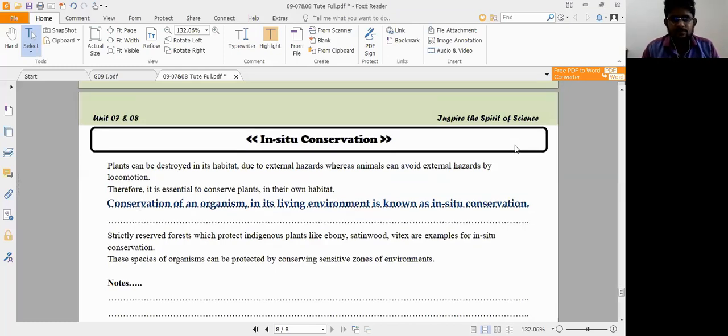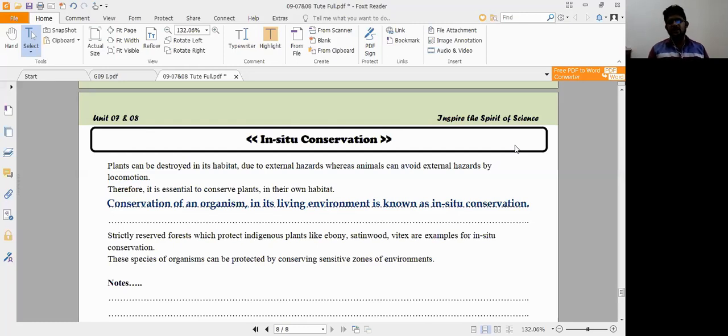Strictly reserved forests which protect indigenous plants like ebony, satinwood and whitex are examples of in situ conservation. There are some places in our country where plants are restricted. They are not allowed to be cut off or destroyed, right? They are being protected, plants like ebony, satinwood and whitex. That is because they take a long time to grow up, and they are used by people in many ways. But when they are cut off or destroyed, again it takes a long time to grow up. So that is why those are being restricted and limited.